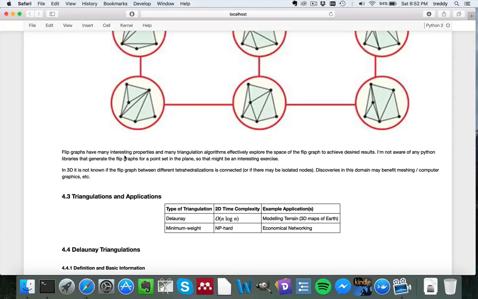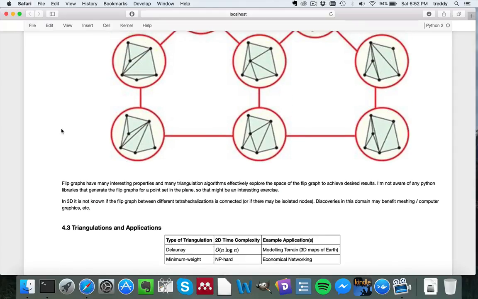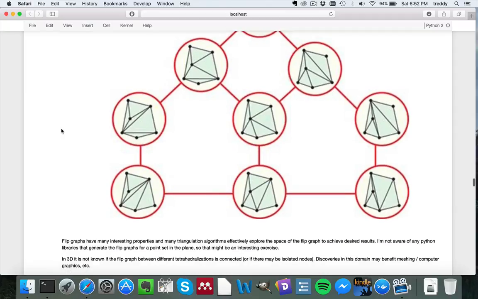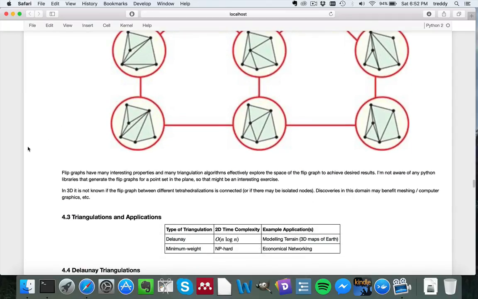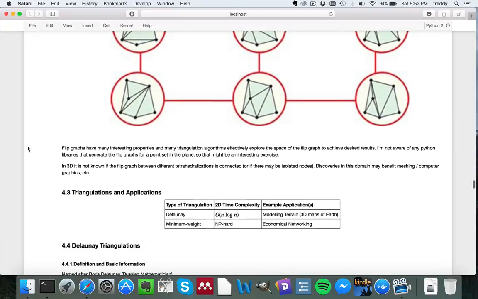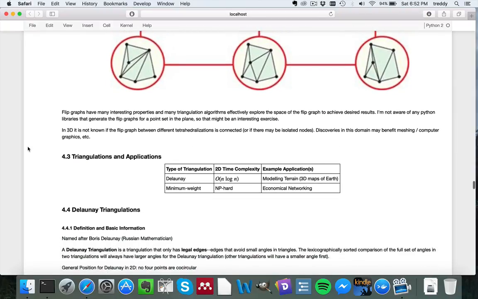So flip graphs have many interesting properties, and I'm not aware of any Python tool that would produce the entire flip graph for input data sets. So that might be an interesting exercise. I'm not sure if it would be super difficult, but it certainly strikes me as non-trivial to get it working reasonably well. Certainly, I think it would be fairly straightforward to do it in a way that's fairly slow, but getting it to work really quickly might take a fair bit of thought.